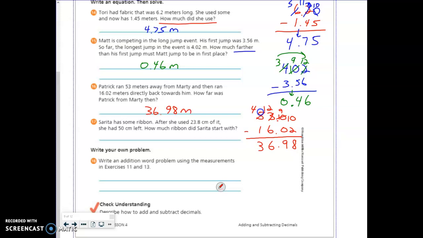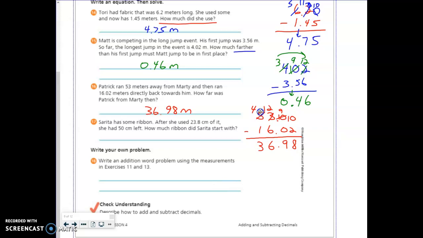All right. And then the last question here, number 17. Sarita has some ribbon. After she used 23.8 centimeters of it, she had 58 centimeters left. Now you might see the word left there and you think, all right, this has got to be a subtraction problem. But in this case, guys, we are working our way back. This is what she's left. Now our question says, how much did she start with? Well, we obviously needed to start with more before I could take some of it away, right? Or before I'm left with some of it, meaning that this is actually going to be an addition problem.